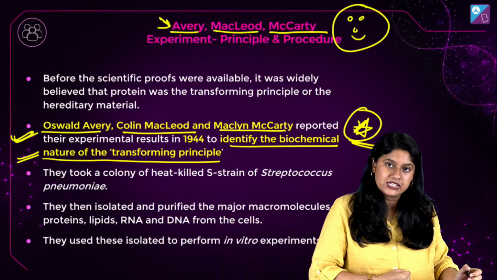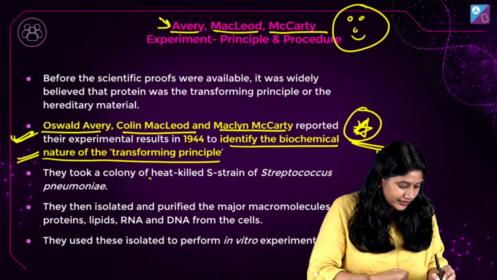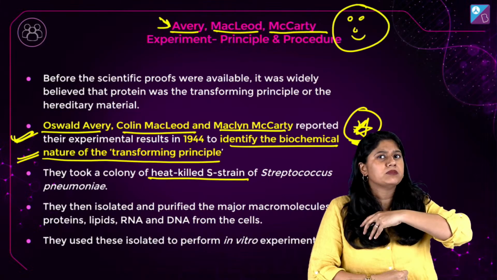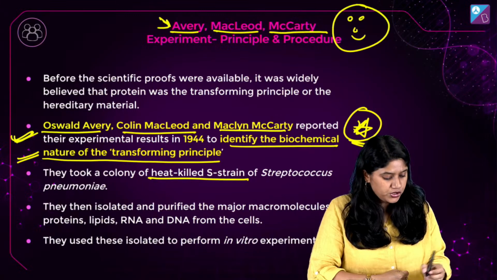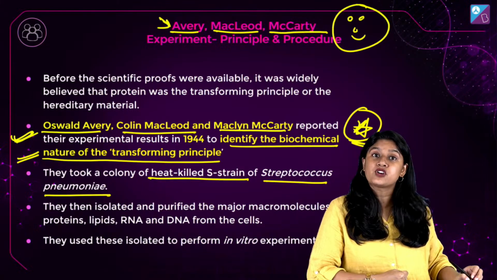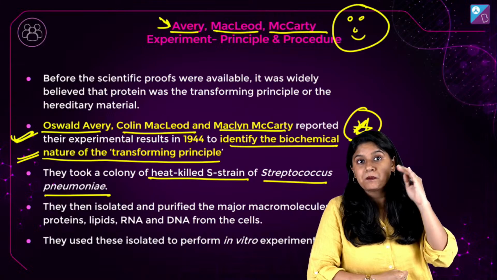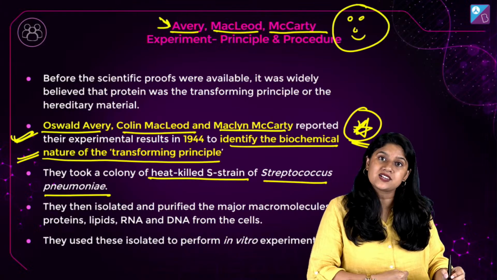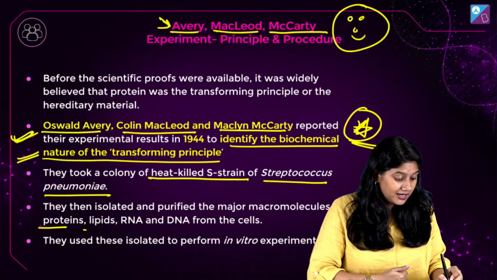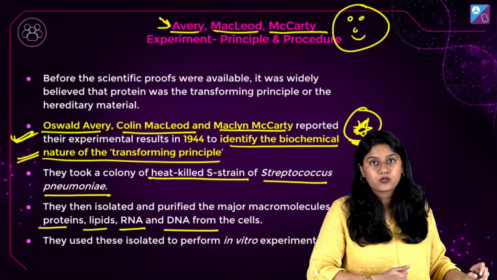So, what did they do? We'll see now. Of course, they also took the heat-killed S strain. They made the colonies of the S strain, which is Streptococcus pneumoniae. Then they isolated various different parts from it. What are the things they isolated? They isolated the proteins, lipids, RNA and DNA from the cells.